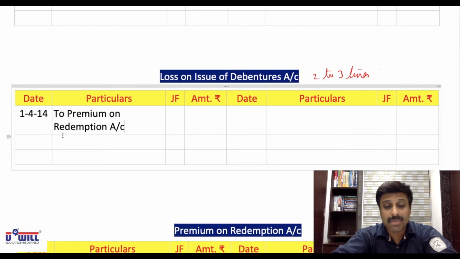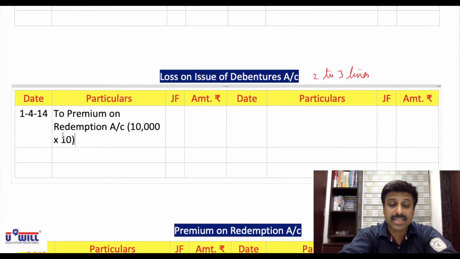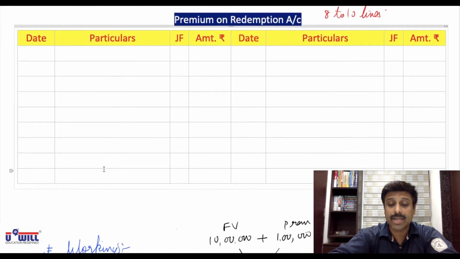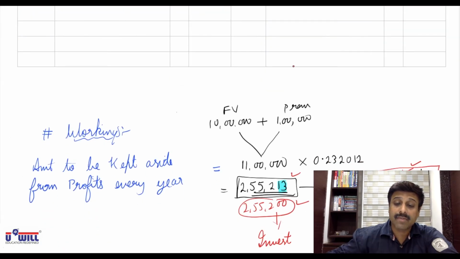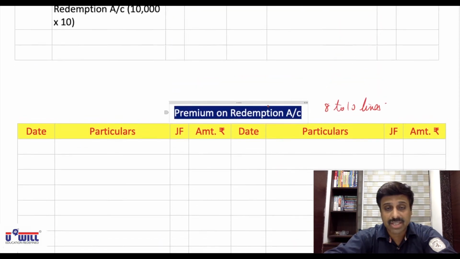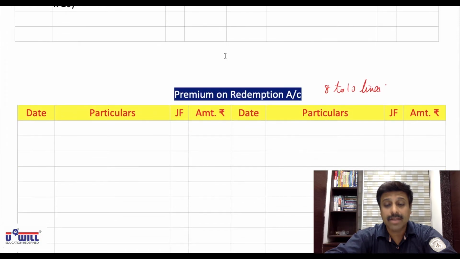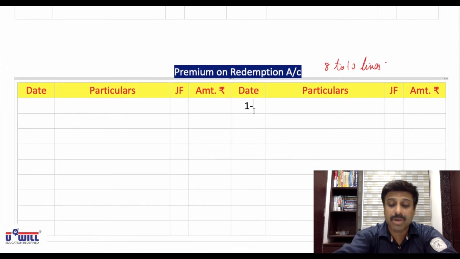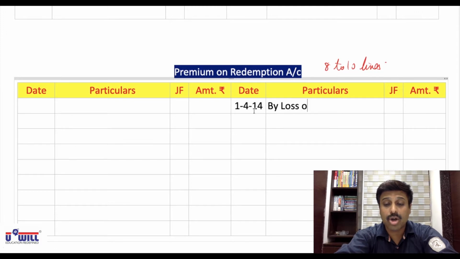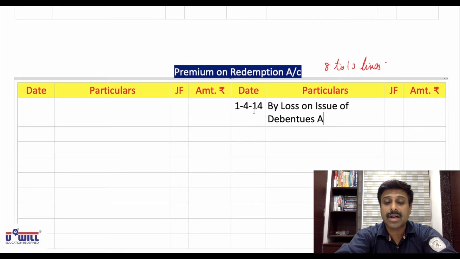Now what is that premium going to be? 10,000 debentures into 10 rupees. We discussed here also 1 lakh. Okay, at the bottom we discussed in the workings what is the premium on redemption. We have to pay 1 lakh rupees. So loss on issue of debentures account debit to premium on redemption 1 lakh. To premium on redemption means premium on redemption on credit side 1/4/14 by loss on issue of debentures account.